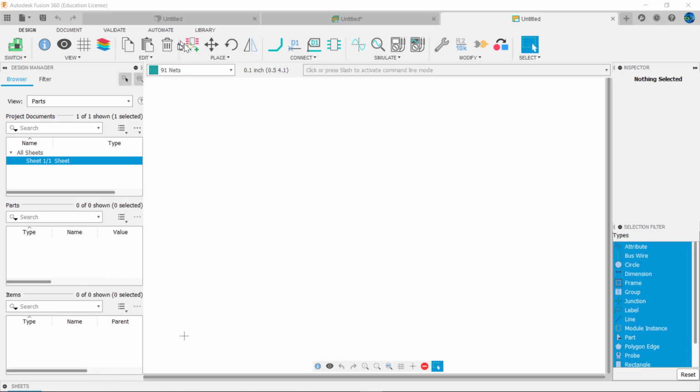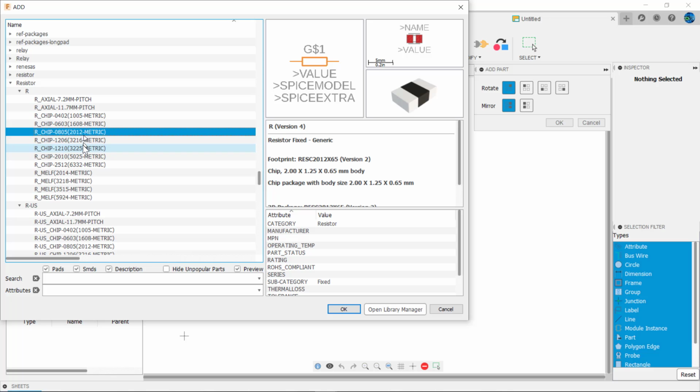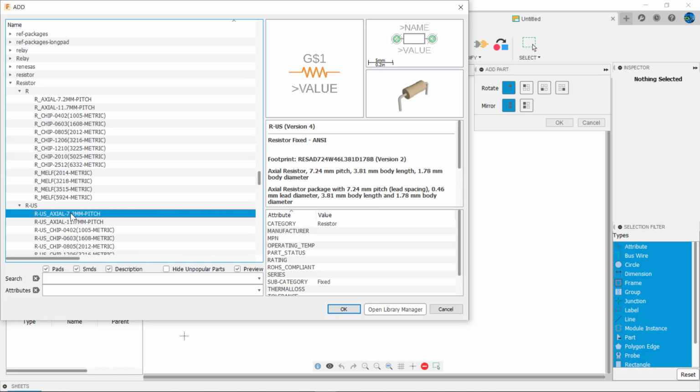When you add a resistor in Fusion to your circuit, you'll notice that there are many different resistors to choose from. Have you ever wondered why there are so many resistors, and how do you select the best resistor for your application?